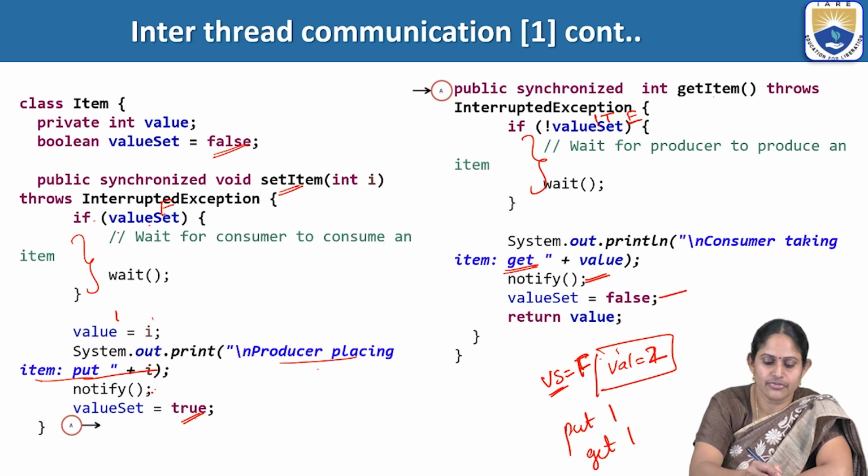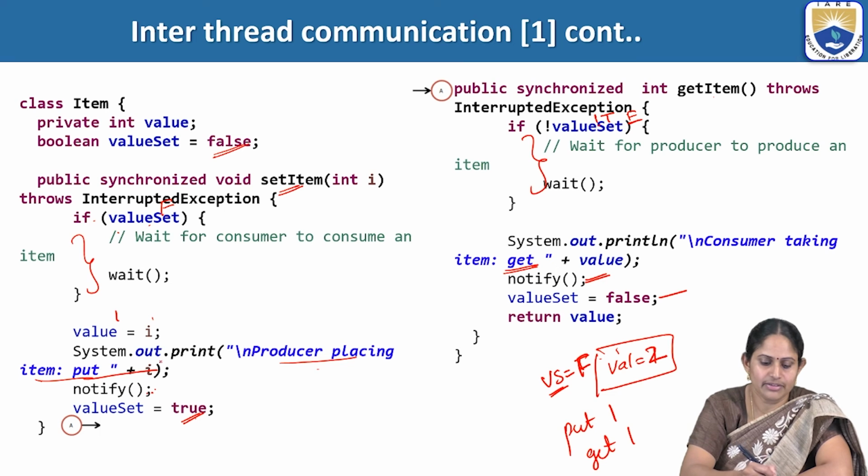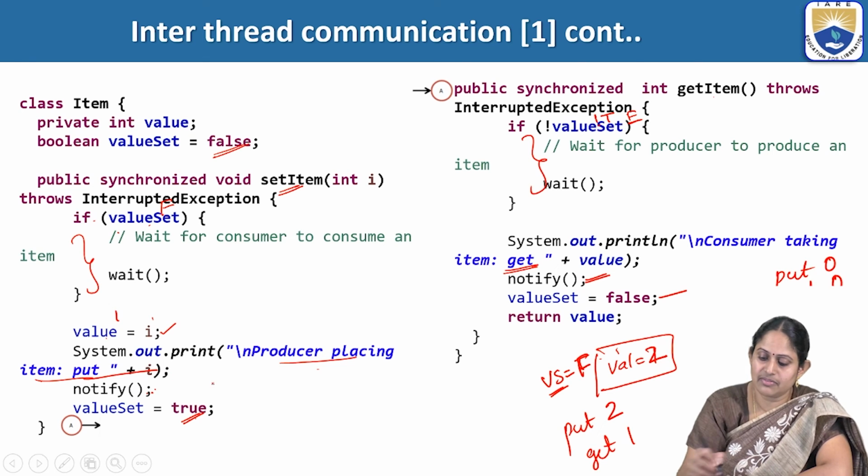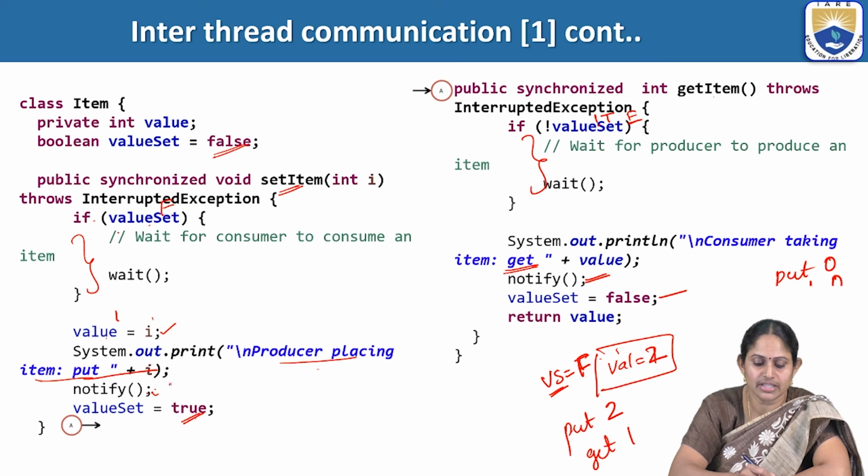And since the value set is false, the if block won't be executed. It will come down to value. So value was set to 2, and then it will put 2. So what will be the output? Initially it was put 0, then we'll get 0, then put 1, get 1, then it will be put 2. Then once it has placed the value into the buffer, it will notify the consumer by setting the value set to true.